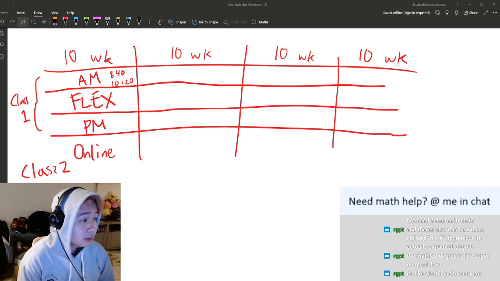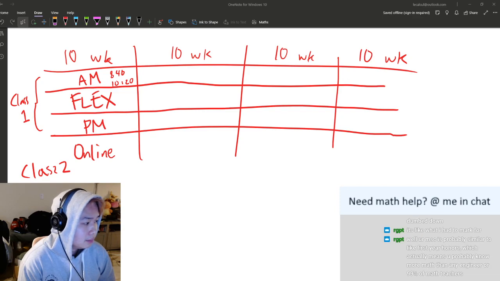Yeah, bar is low. And the pool of math teachers is small too. So that makes it even worse. So you don't even get to have a good selection. And what you do get is pretty crappy. Yeah, I know.